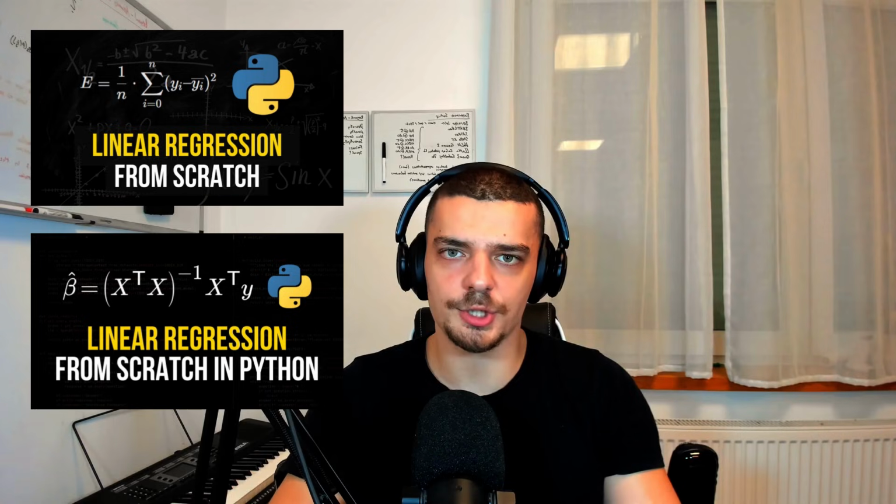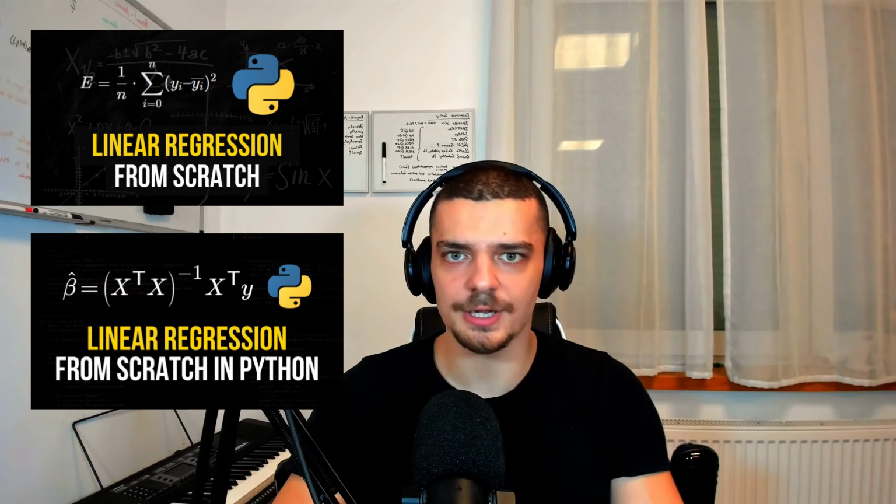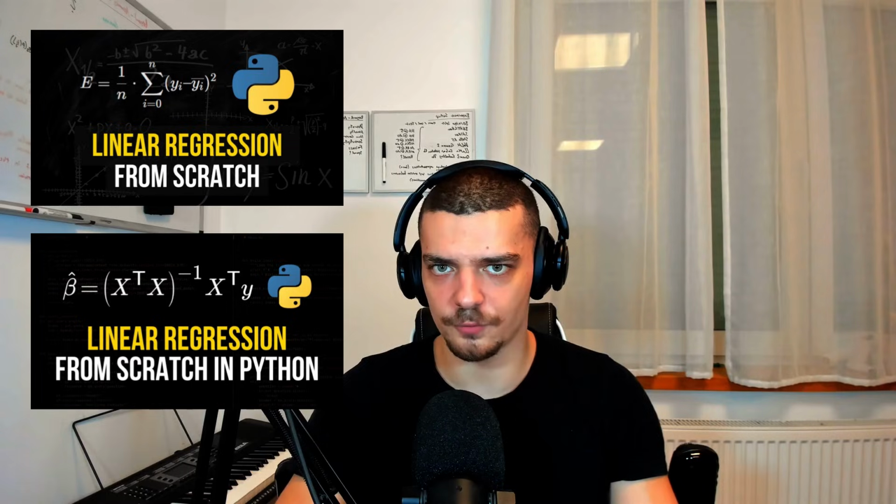Today we're going to implement ridge regression from scratch in Python. I already have two videos on this channel where I show you how to do linear regression from scratch in Python. In both videos there's a mathematical part and an implementation part. One is about gradient descent, one about the matrix notation of the closed form, so directly computing the optimal parameters.